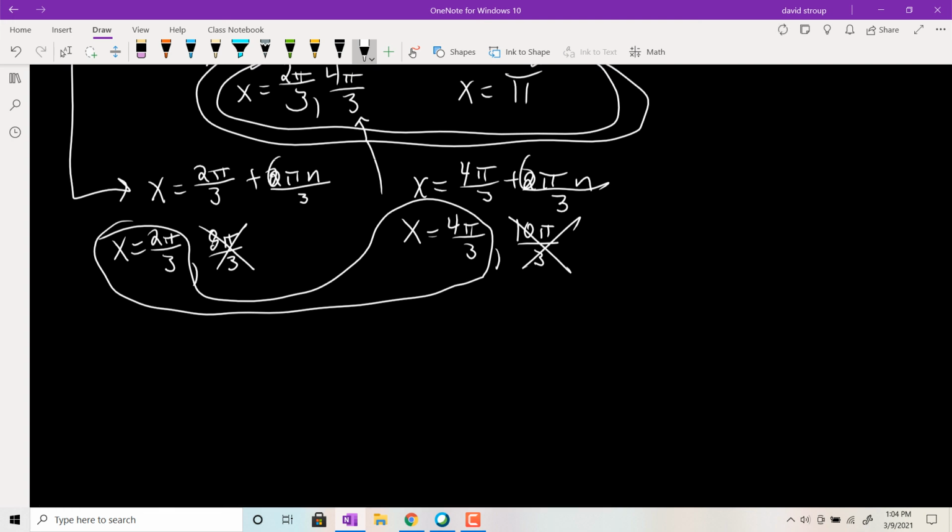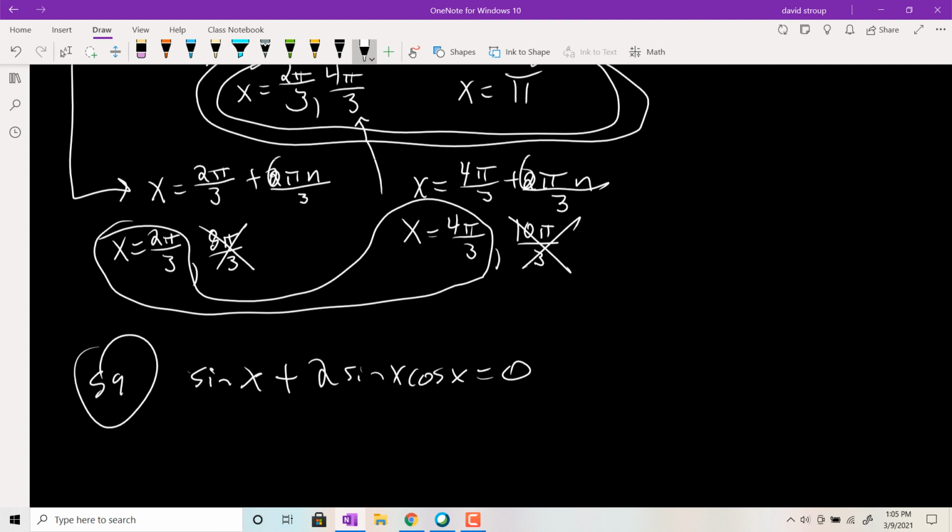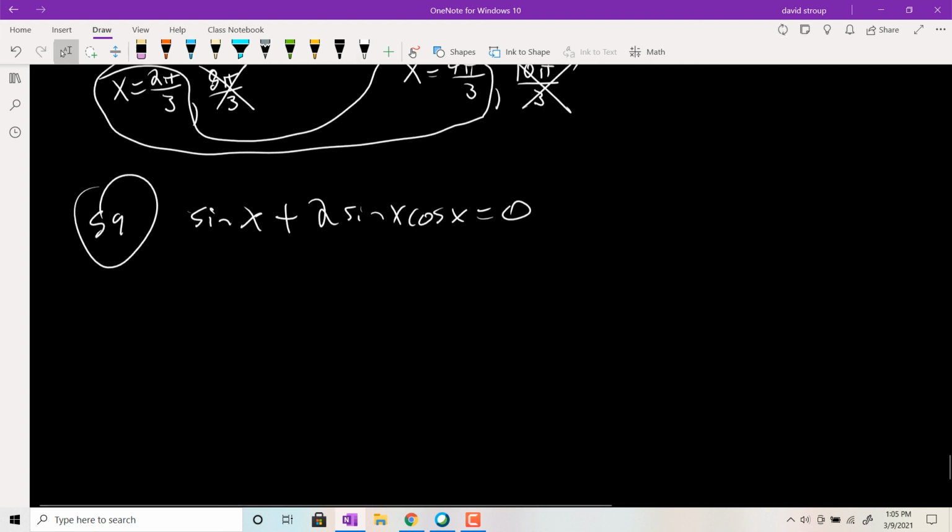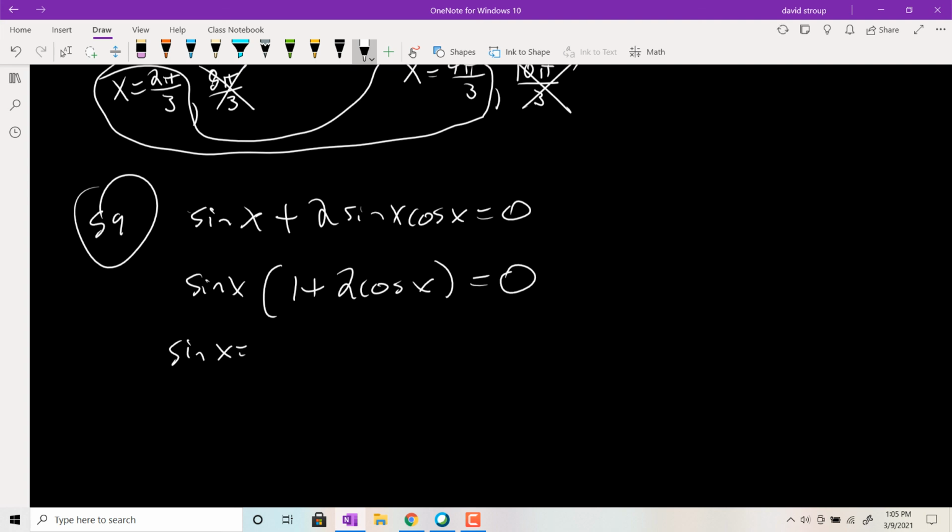Okay, let's look at just two more. So this is number 59. Again, we're on the interval from 0 to 2 pi. We have sine x plus 2 sine x cosine x equals 0. This is basically kind of quadratic. You're just going to factor it. So sine x times (1 plus 2 cosine x) is 0. And then you set each part equal to 0.